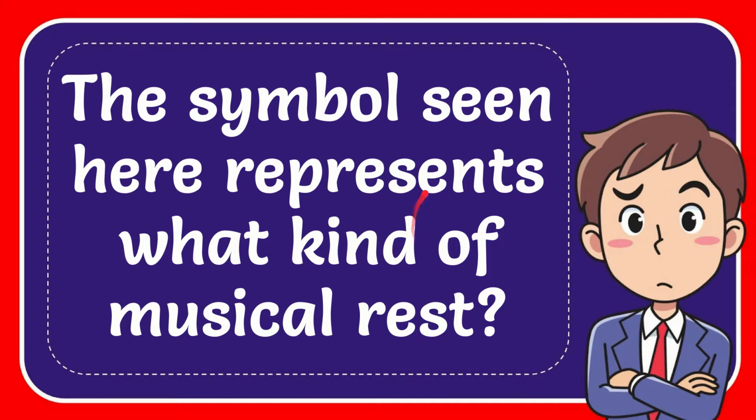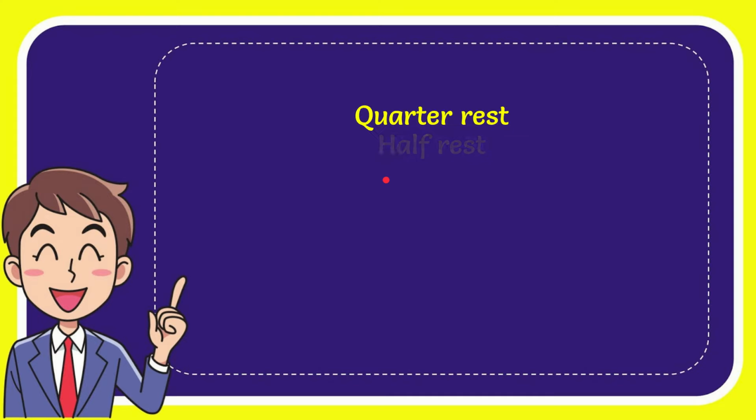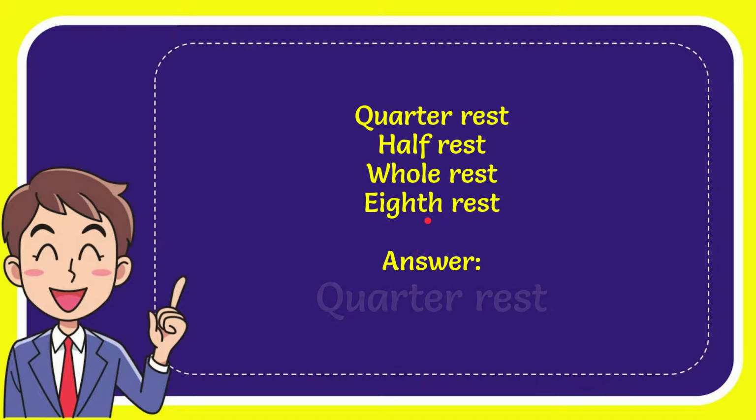In this video, I'm going to give you the answer for this question. The question is, the symbols in here represents what kind of musical rest? Well, now I give you a list of the options, and here's the list of the options: quarter rest, half rest, whole rest, and the last option is eighth rest. And the correct answer for the question is quarter rest. That's the answer for the question.